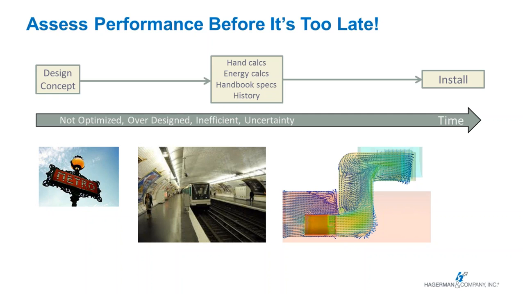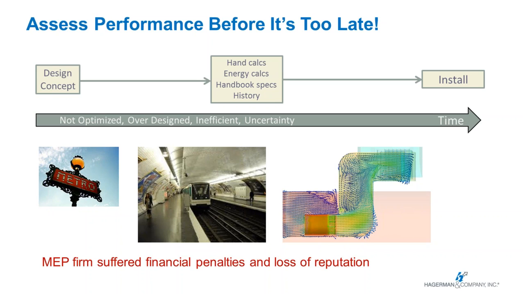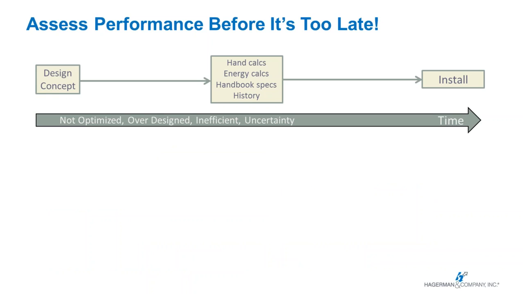And so they came to us. We worked as a consulting partner with them, and we came up with a redesign and helped them make sure that they improved the system. The problem was, of course, the MEP firm suffered financial penalties and a loss of reputation. Ultimately, it was a $10,000 investment in software that was all they needed to make, but it cost them a lot more money than that in financial penalties, and certainly the loss of reputation is not good.